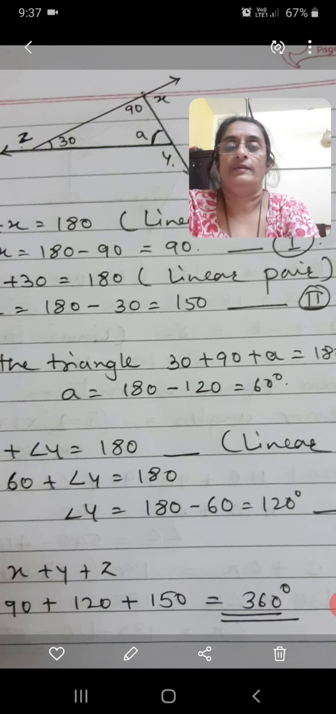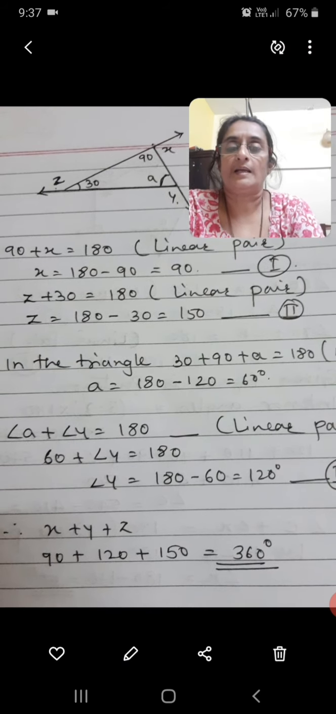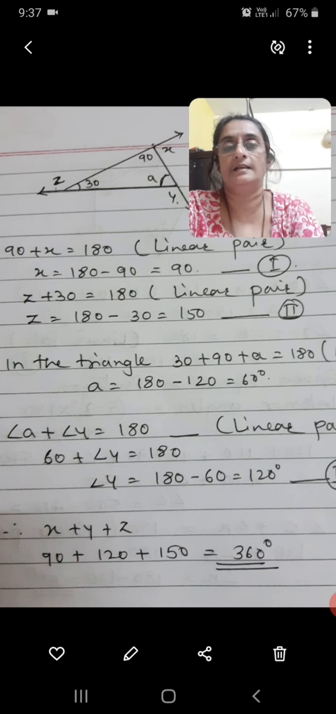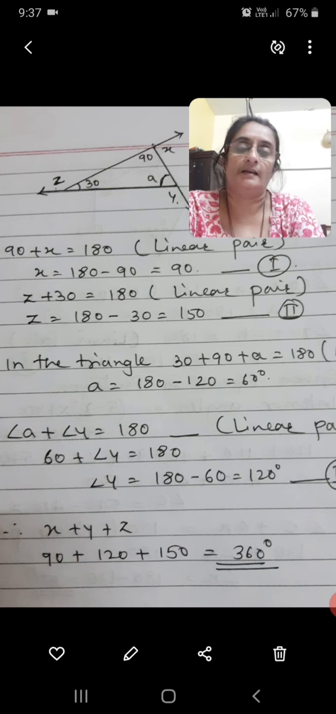Now solve it. Angle A plus angle Y is equal to 180 degrees. Angle A is 60, so Y's value will be 120. Now they have asked you to find out what is x plus y plus z. So 90 plus 120 plus 150, that is 360 degrees together. So all three exterior angles of that triangle together are 360.